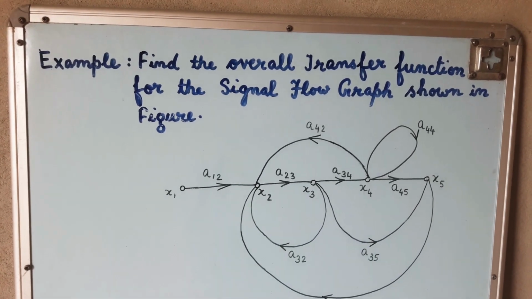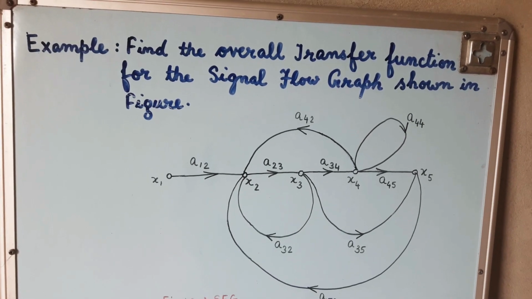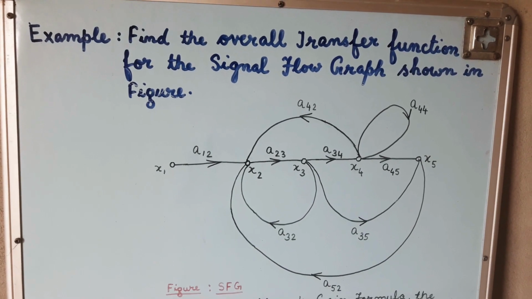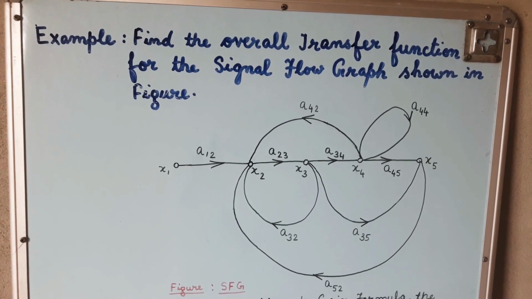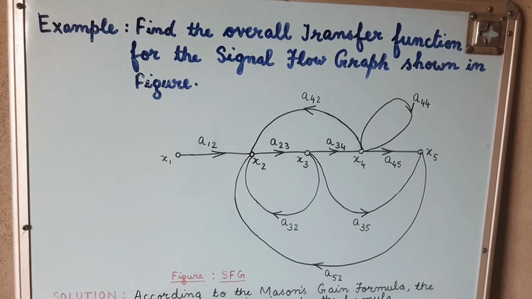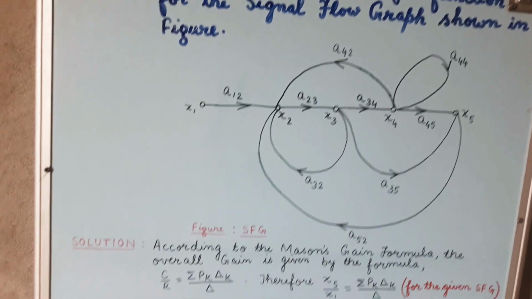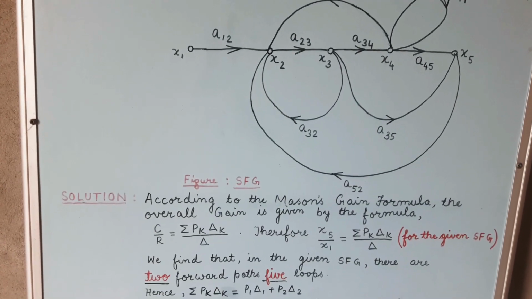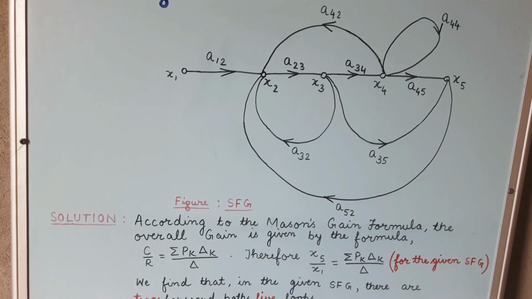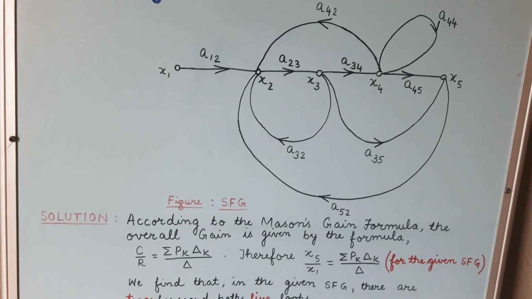Now, as you see, we have taken an example whose signal flow graph is given and we have to find out the overall gain of this signal flow graph using Mason's gain formula. According to Mason's gain formula, the overall gain is given by the expression C by R is equal to summation Pk delta K divided by delta.